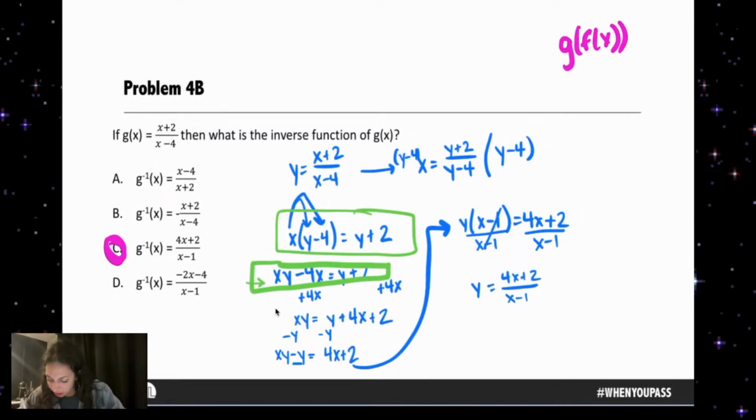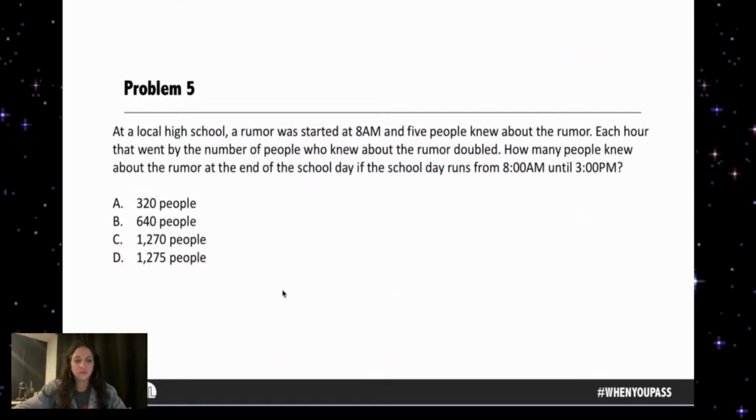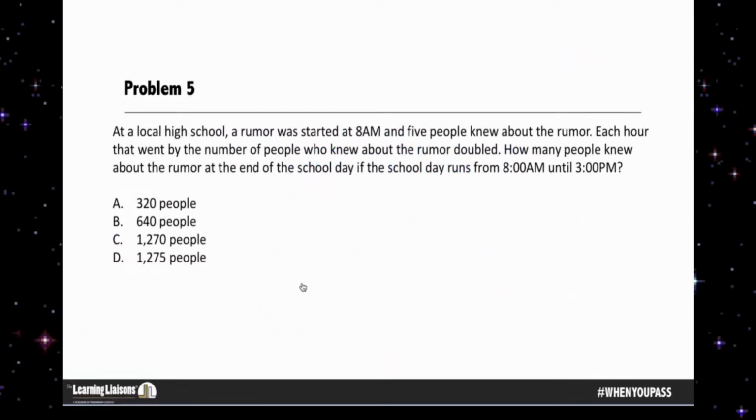All right, let's move on to the next problem. At a local high school, a rumor was started at 8 a.m. and 5 people knew about the rumor. Each hour that went by, the number of people who knew about the rumor doubled. How many people knew about the rumor at the end of the school day if the school day runs from 8 a.m. until 3 p.m.?